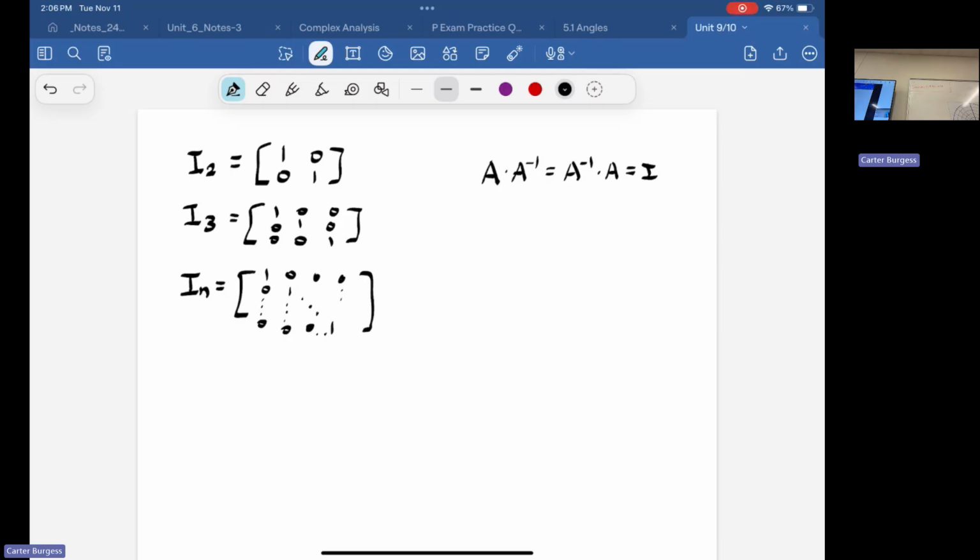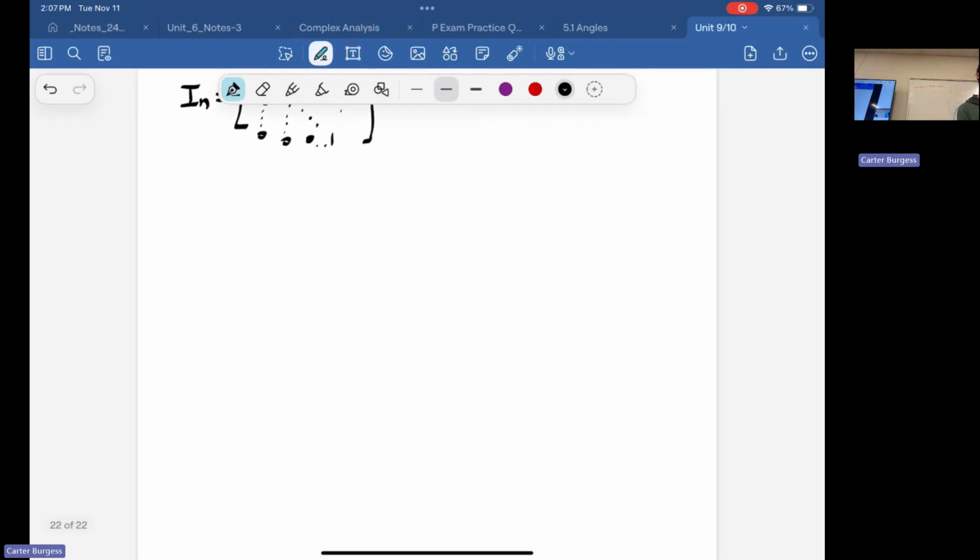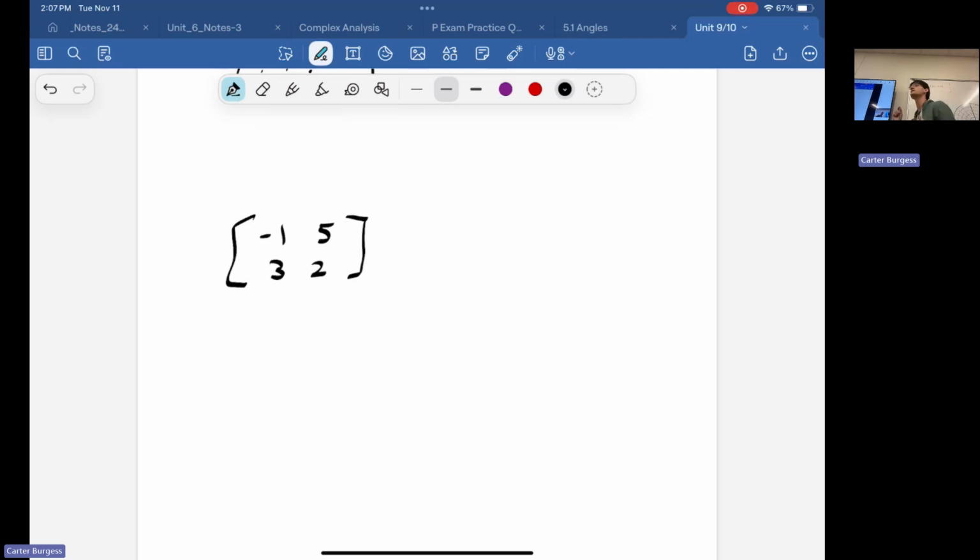This gives us a fairly simple way to check if two matrices are inverses of one another. The easiest would just be to multiply them together and see if you get the identity matrix. If yes, then you're done. What's more interesting to me is finding the inverse of a particular matrix using this definition, using this setup. So I want to take a look at this example. We're given the matrix -1, 5, 3, and 2, and we are trying to find its inverse.